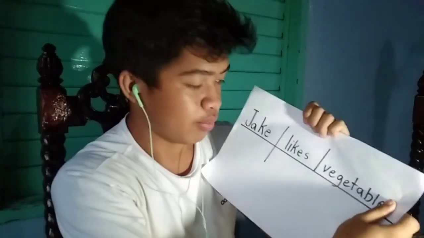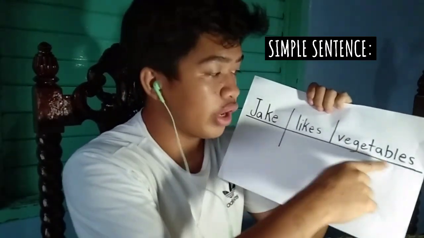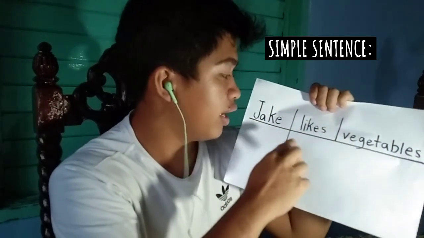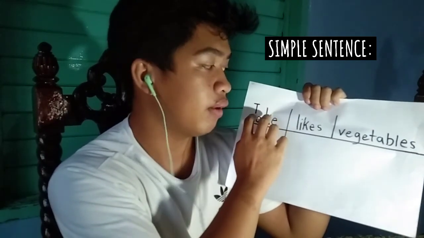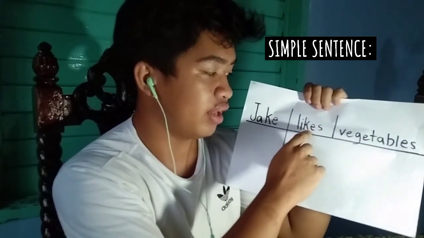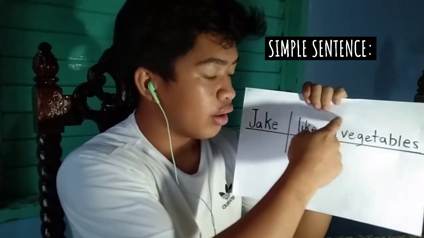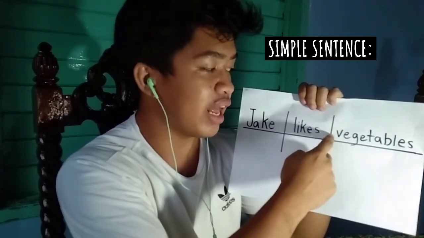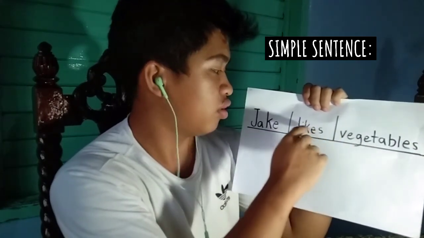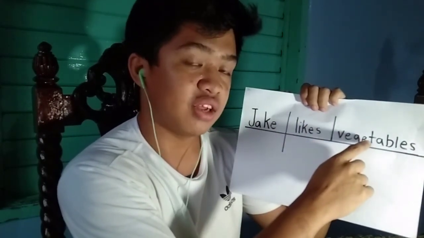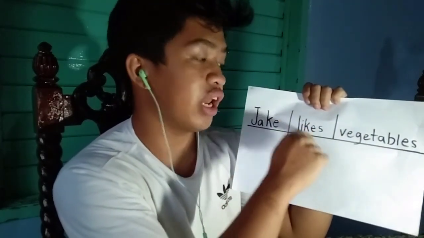Jake likes vegetables. So the first thing that we will do is to draw a horizontal and vertical line, then write the subject Jake here and the verb likes. As you can see, this horizontal line separates the verb from the direct object because the vegetable serves as the receiver of the verb. Hence, Jake likes vegetables. Vegetable is the receiver.